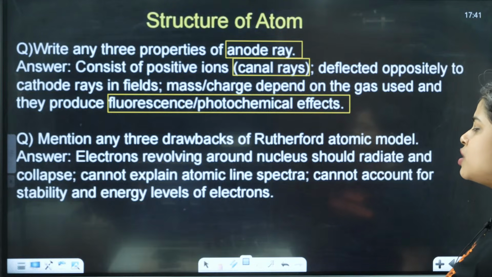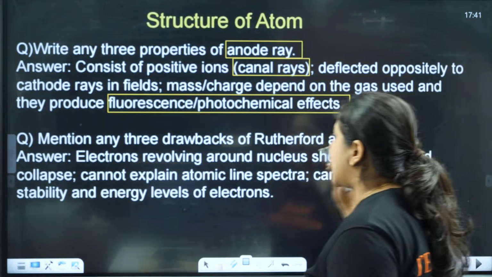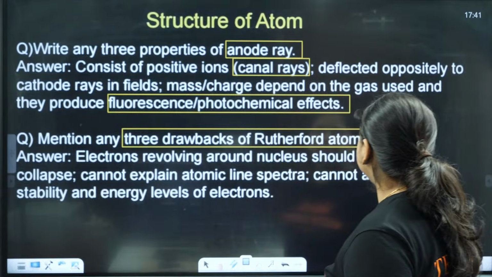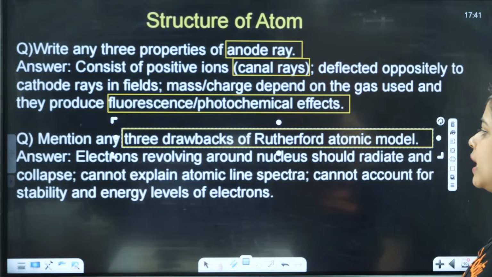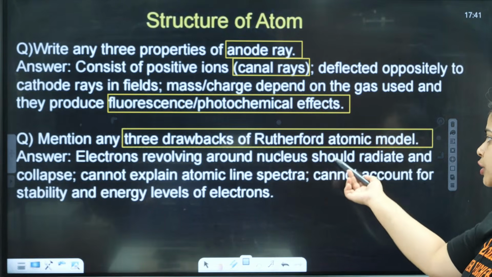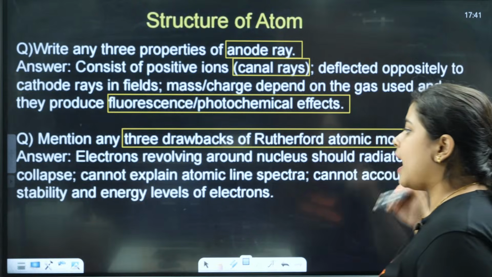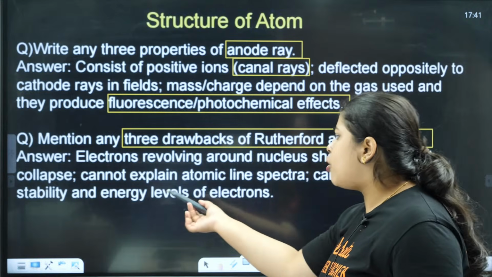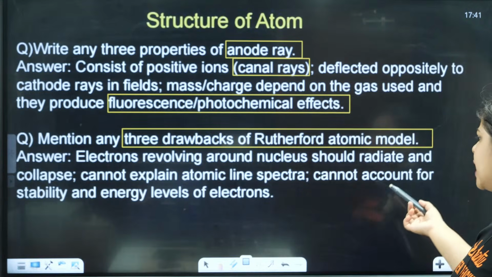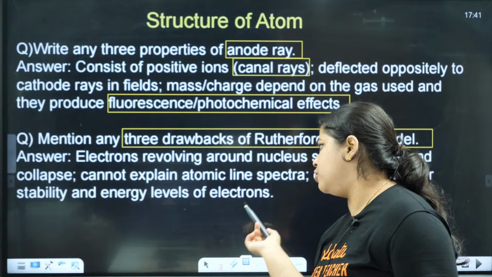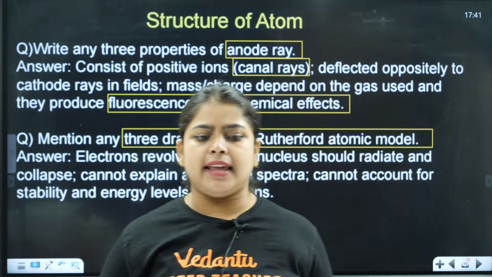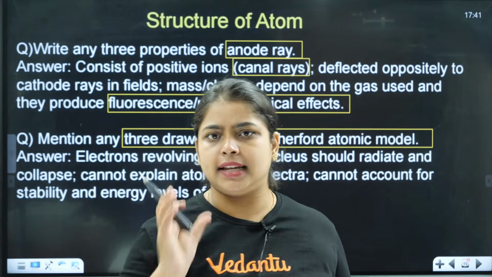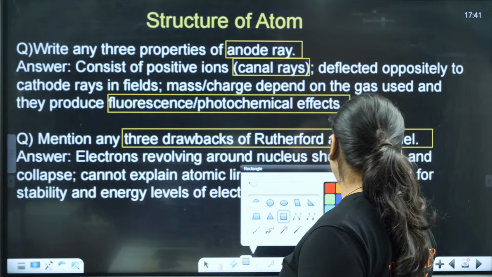Next question is, mention any 3 drawbacks of Rutherford's atomic model. The electrons revolving around the nucleus should radiate energy and collapse. It cannot explain the atomic line spectrum, and cannot account for the stability and the energy levels of the electron. See, they are revolving. There is an atom, okay? Nucleus is there.